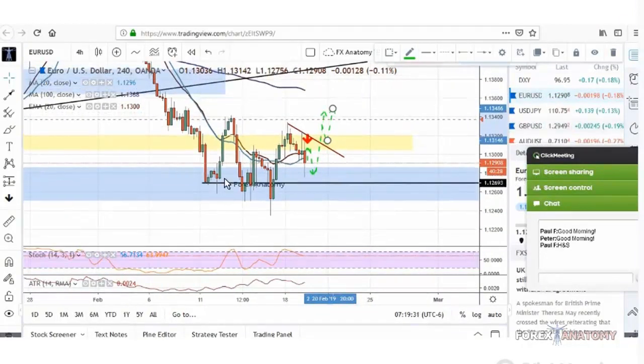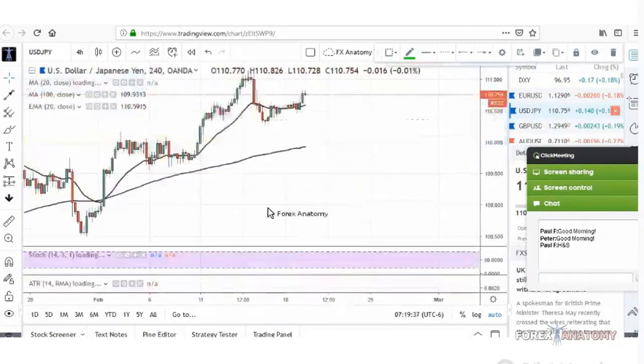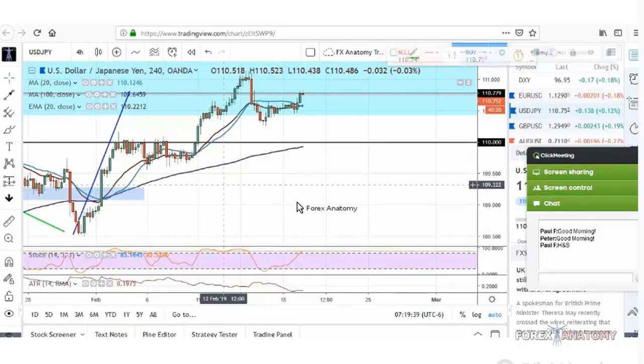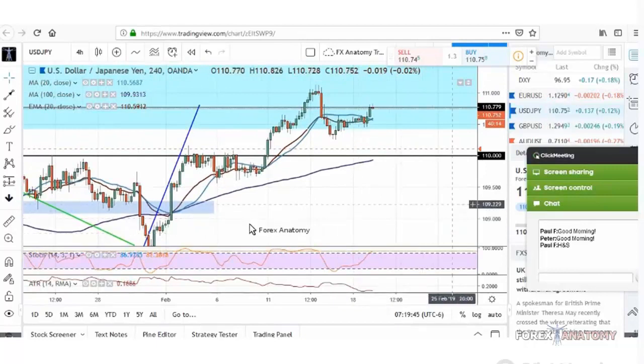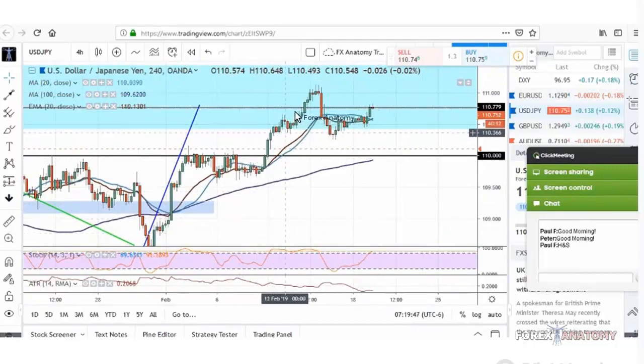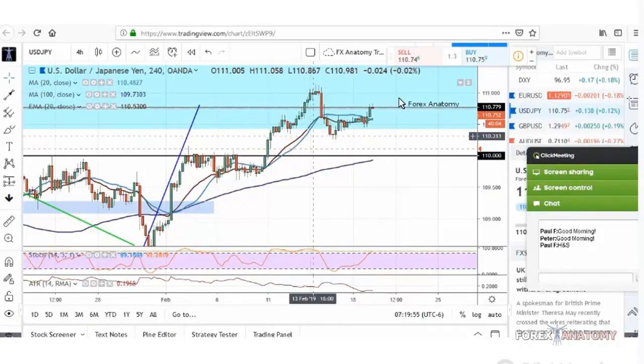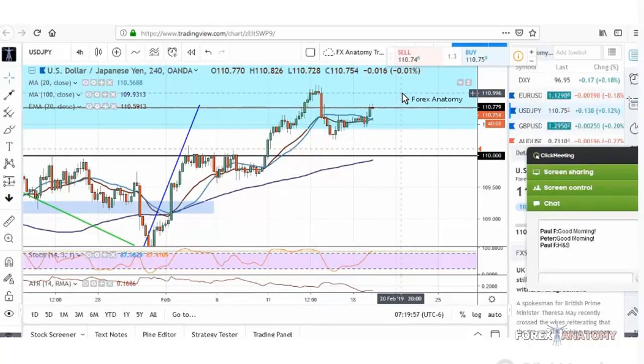Okay, so next what we're going to do is go to the US dollar Japanese yen, and we're going to go to the 4-hour chart. Right now we're at the US dollar Japanese yen, and you can clearly see that price pushed higher, and it pushed a little bit past our level at around 110.80 or 110.78. And it went to test this 111 psychological level.